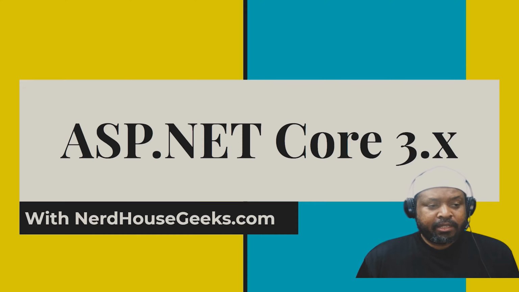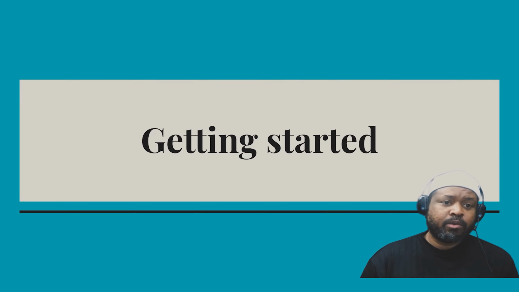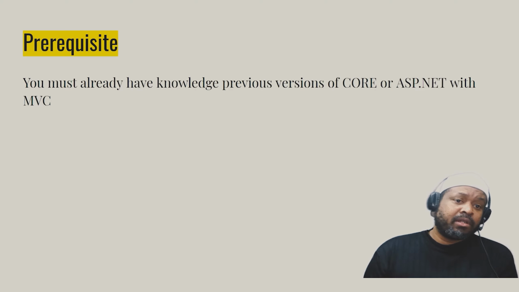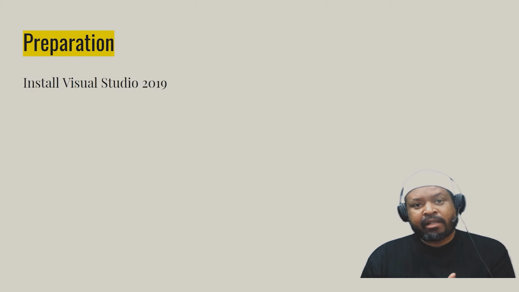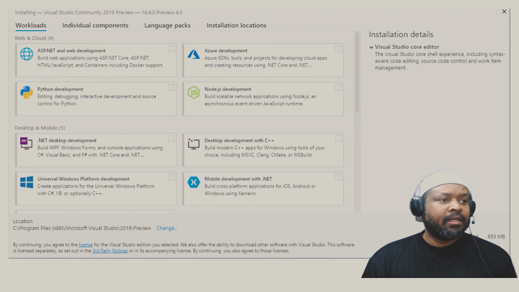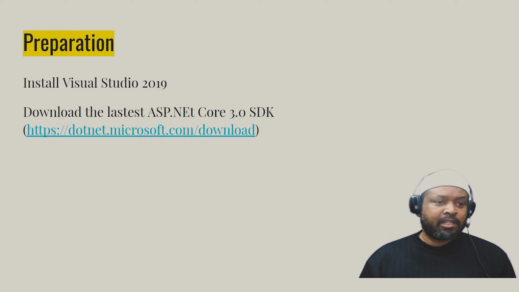Welcome to NerdHouseGeeks.com. We're going to jump into ASP.NET Core 3.x, and we're going to quickly go through some of the prerequisites required for this course. First of all, you have to know some version of Core or .NET Core, .NET MVC, and have an installation of Visual Studio 2019, and also during that installation you only need to install ASP.NET for web development. And then quickly I'll take you over to the download page.